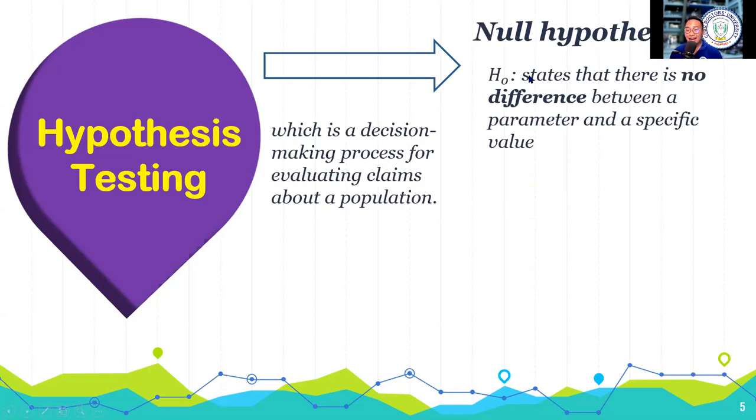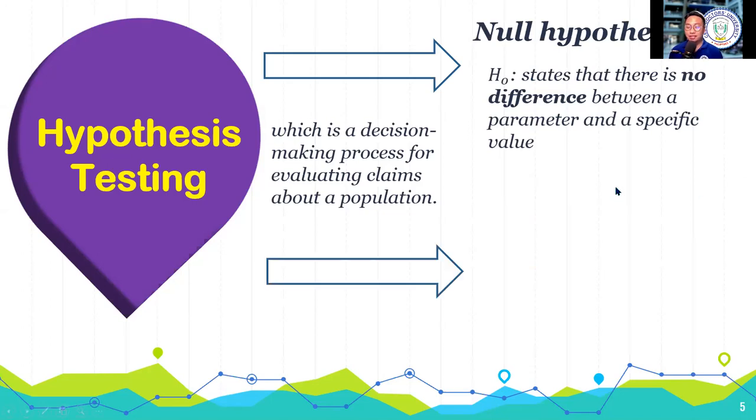Null hypothesis states that there is no difference between a parameter and a specific value. When we say parameter, guys, these are values coming from the population, okay? I repeat, parameters are values coming from the population. The specific values, guys, are values coming from the sample. When we say there's no difference, it means to say that they are equal. In layman's terms, way kalahian. Agree? That's the null hypothesis.